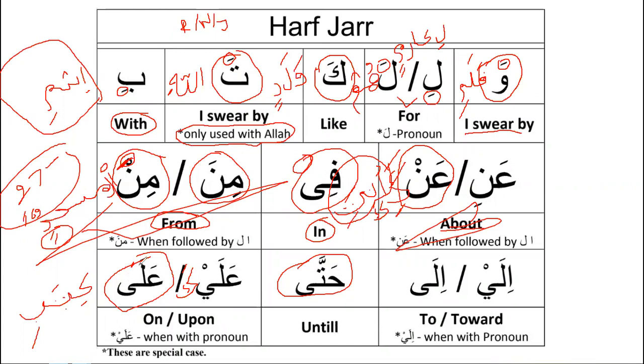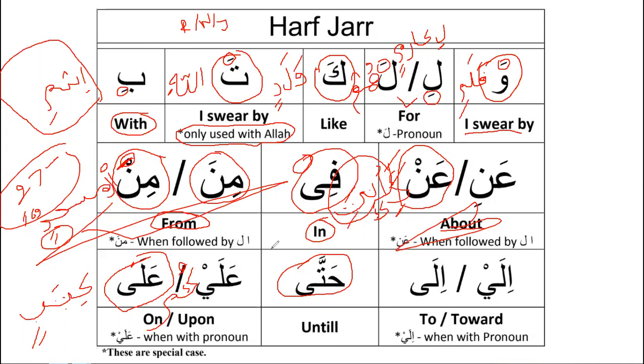Normally, with any other ism, it will become ala, only ala. So ala kitabin. But with a pronoun it will become alaika, alaikuma, alaikum. What we say in our salam, assalamu alaikum. What does it mean? Ala means upon. And kum means plural, you all. So assalamu alaikum means the peace is upon you all.